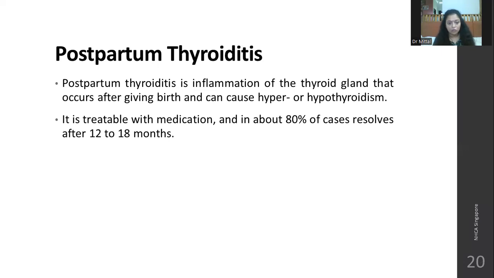Okay, it is treatable with medication. In about 80% of the cases, it resolves within 1 year or within 1.5 years. You can resolve the thyroid issues in the lactating mother. But it has to be resolved. Otherwise, there will be suppression in lactation. Breast milk will not be produced adequately for the child's nourishment.